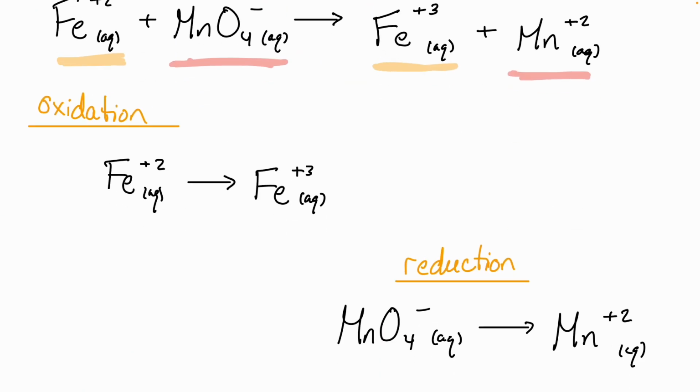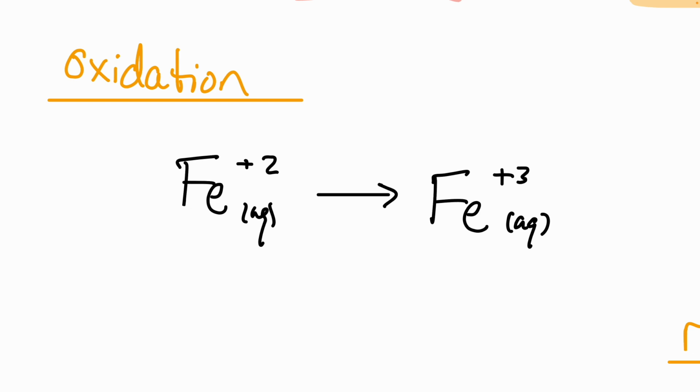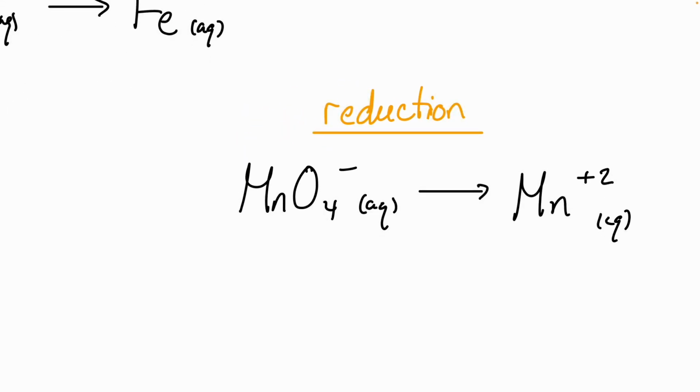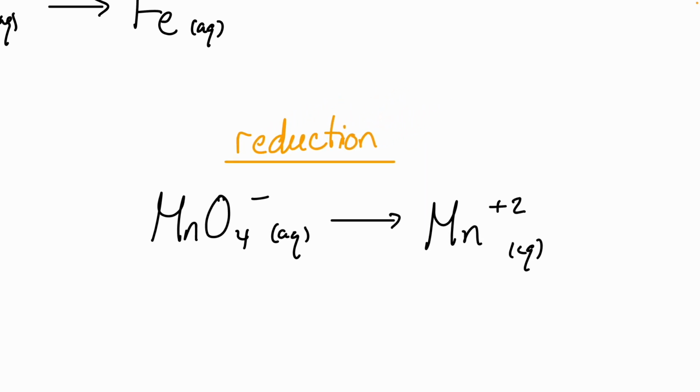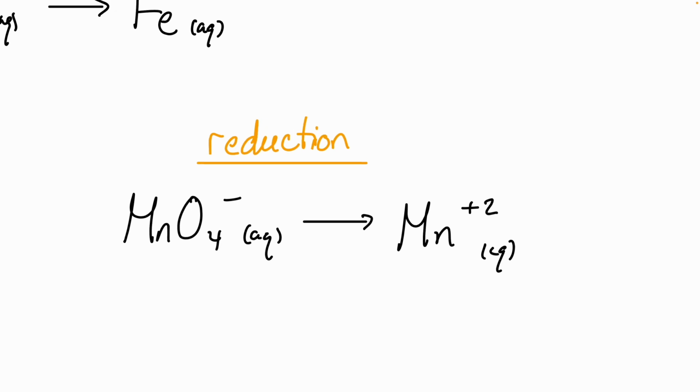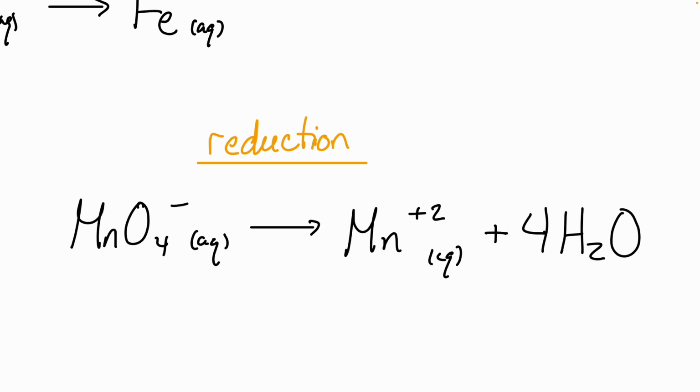So if I look at my oxidation half reaction, do I have to balance any oxygens? No. What about my reduction half reaction? Yes, I have 4 oxygens on my reactant side and none on my product side. So how many waters should I add to that product side? 4. What would my state of matter be for water in an aqueous solution? Liquid.